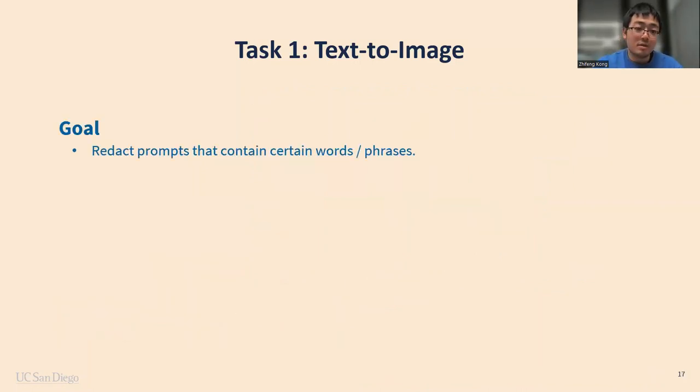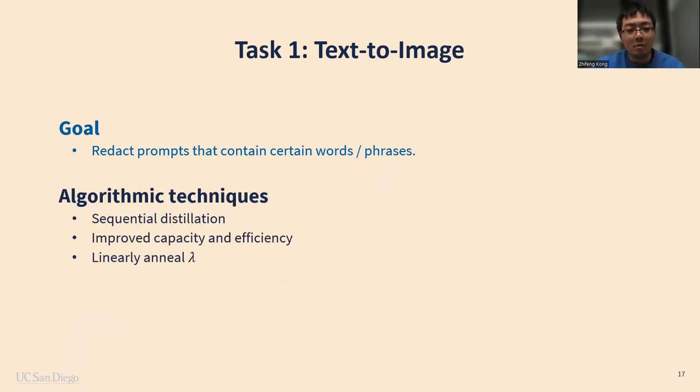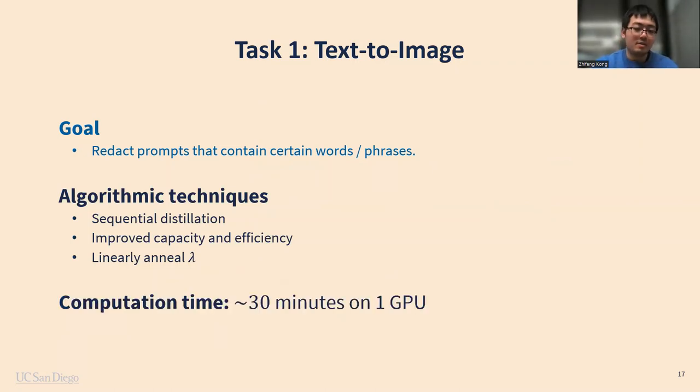Our goal is to redact prompts that contain certain words or phrases. We have some algorithmic techniques to make it work better. And after applying these techniques, our computation time is roughly 30 minutes on just one GPU to edit the model. And as a comparison, the model takes a few days to train.